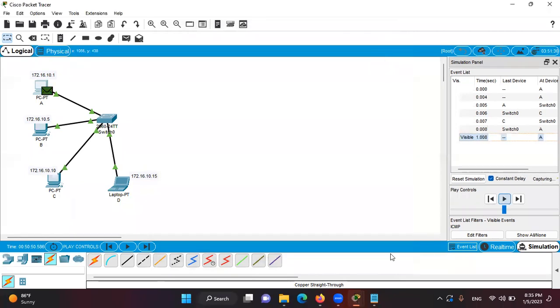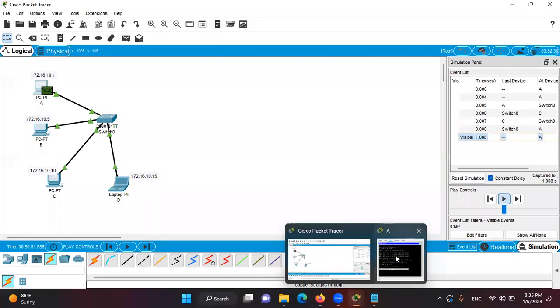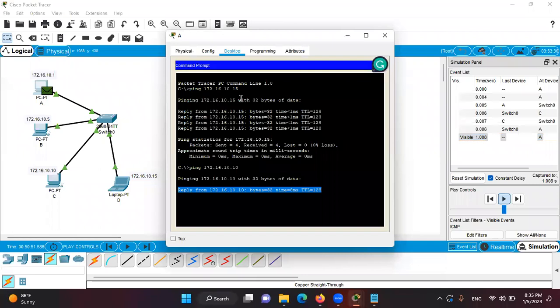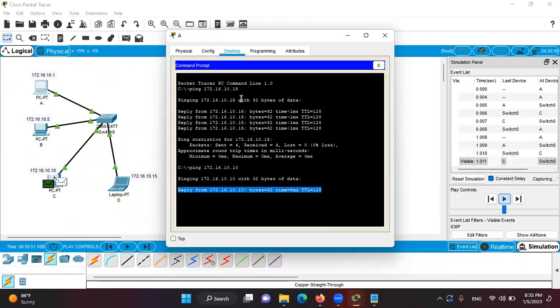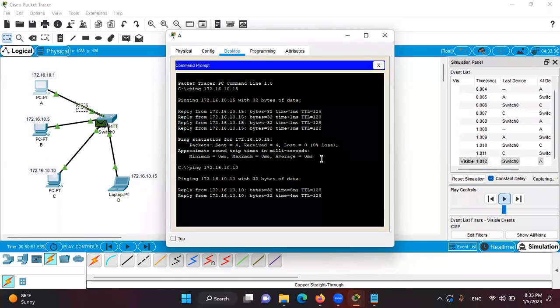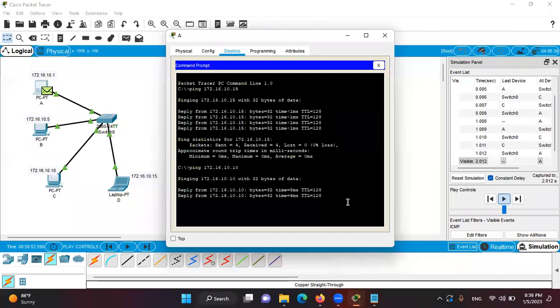It needs to send four replies. The next one sends. This will send the next data packet. We call them data packets. Now it has reached the destination, the C computer. Again, the reply is going back. Check here, right? Now the reply is received. Two replies have come now. The third reply is also going.